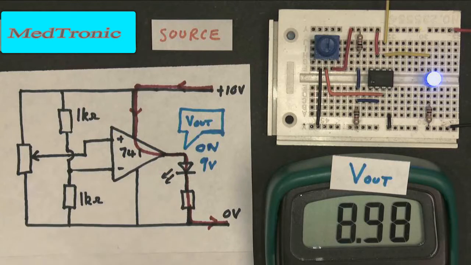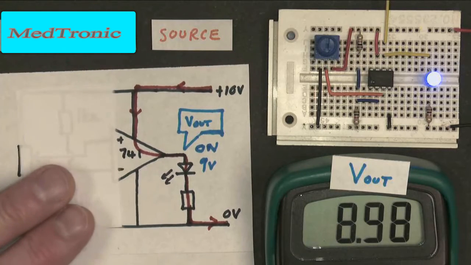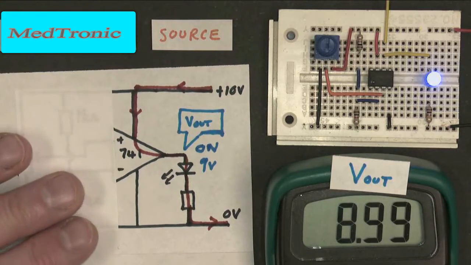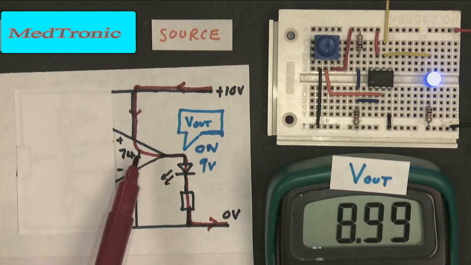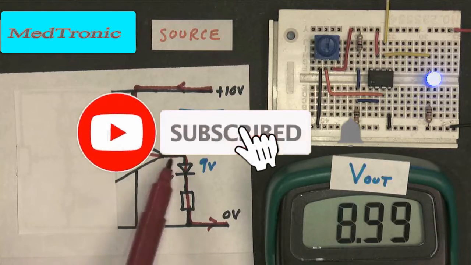It doesn't actually matter what the rest of this circuit is. I can put that away. All that matters is that my active component, my op-amp in this case, is a source of current.